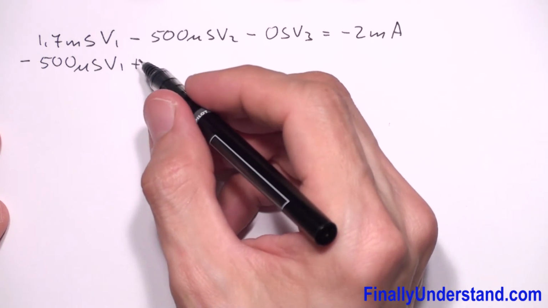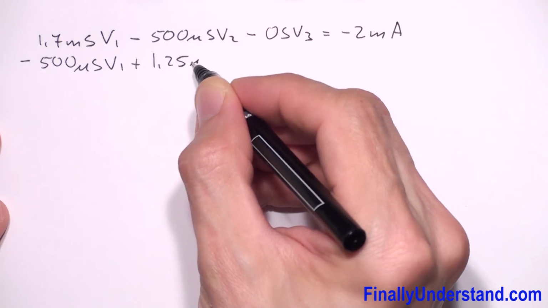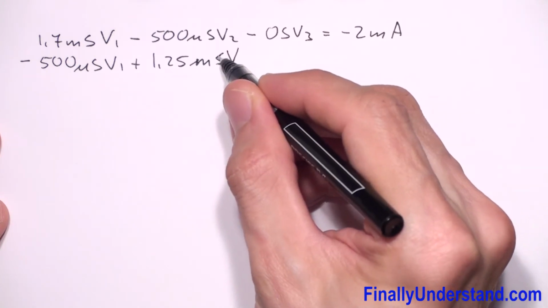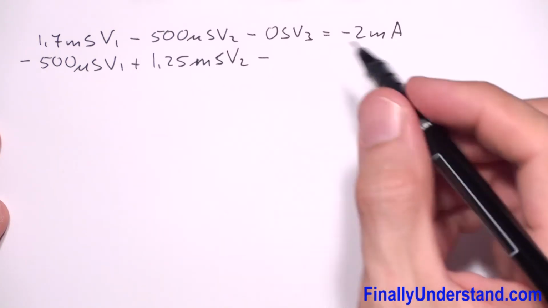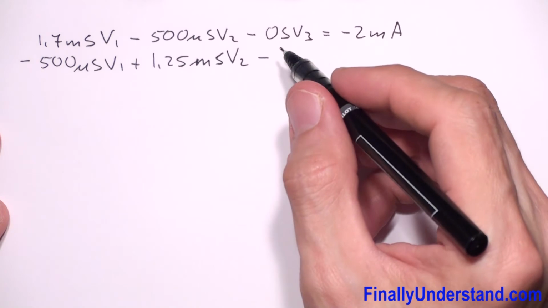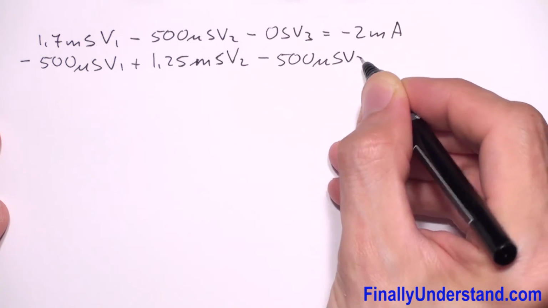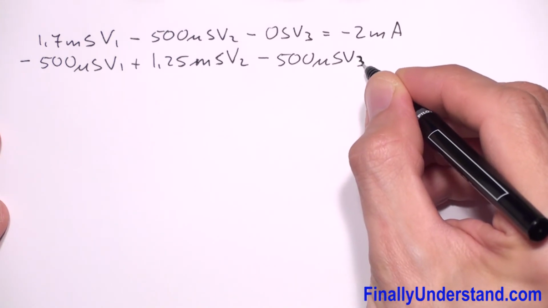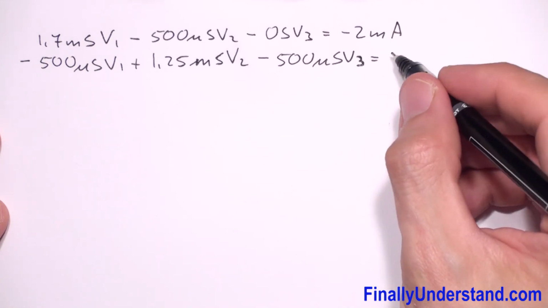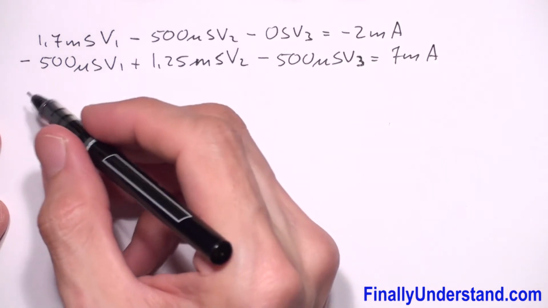Next, if you look at the formula, you will see plus Y22, which is equal 1.25 millisiemens. Okay, this is millisiemens. And I have V2, and I have minus Y23, which is equal 500 microsiemens V3. Okay, this is my V3, and this is equal sum of the currents at node 2, which is equal 7 milliamps. Okay, this is my second nodal equation, and I'm supposed to find the third one.